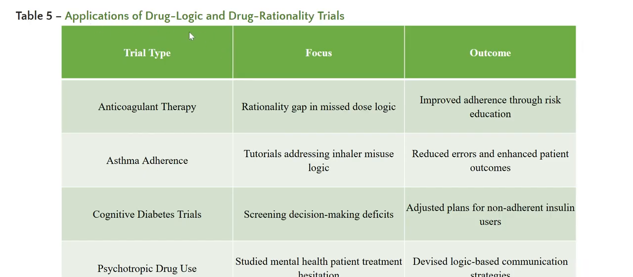Table on applications of drug logic and drug rationality trials. Trial type, focus outcome. Trial types, we have anticoagulant therapy, asthma adherence, cognitive diabetes trials, psychotropic drug use, vaccine resistance.